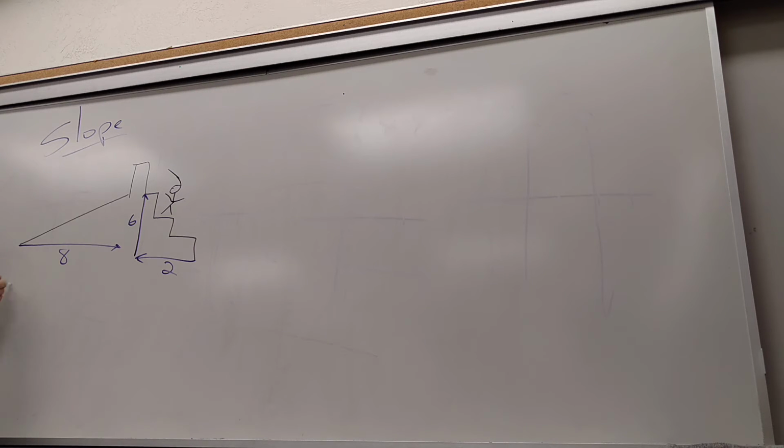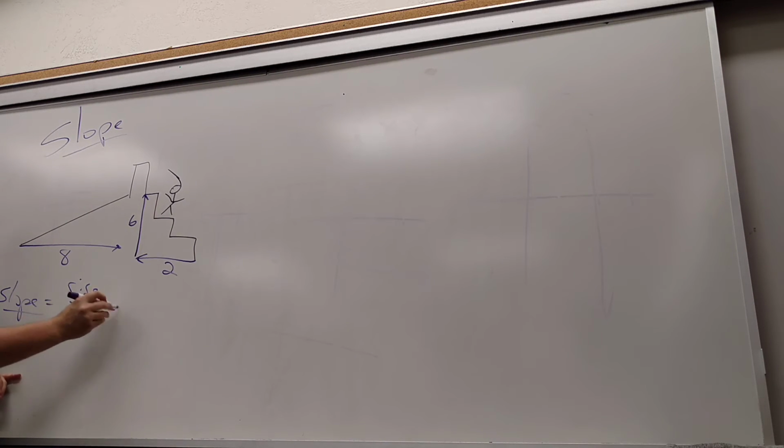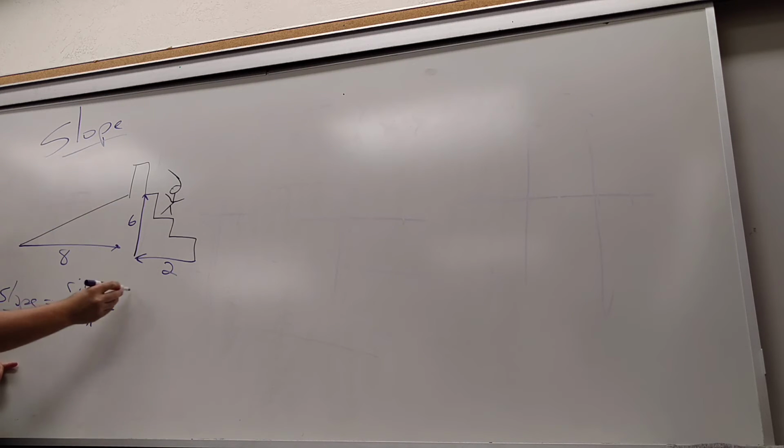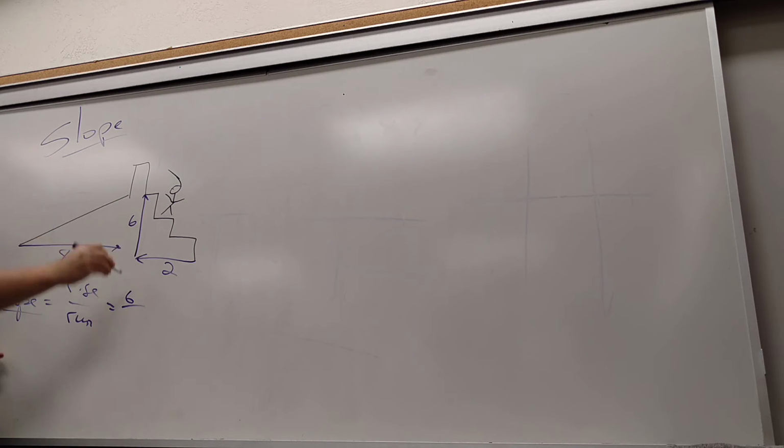So the slope here, how much did it slope is rise? I know you guys all know this. So how much for the ramp? How much did I rise? 6. And how much did I run? 8. So it's got a slope of 3/4. Less than 1. It's got a nice gentle slope, right?